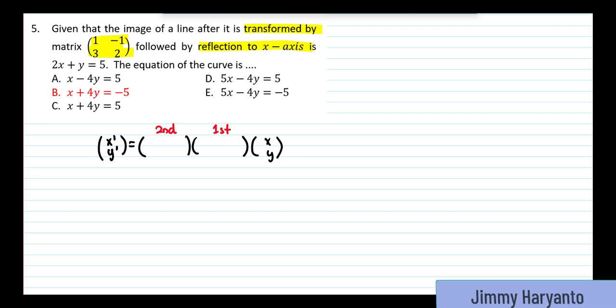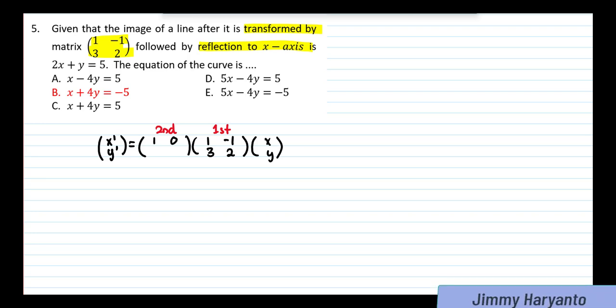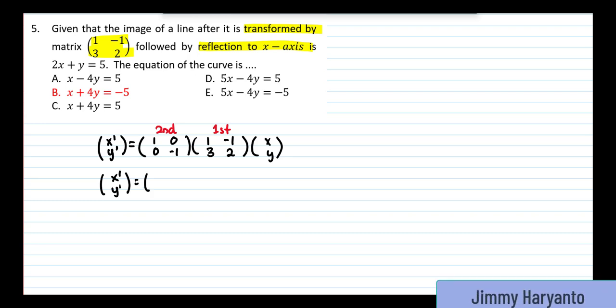The first transformation is 1, -1, 3 and 2. The second transformation will be reflection to the x-axis. It will be 1 0 0 -1. Okay, as I said before, this time we are trying to find the x prime and y prime, so we will not use the inverse matrix because this one doesn't involve x prime and y prime. Usually we will use the inverse of the matrix. This time we don't have to because we want to find the x prime and y prime.